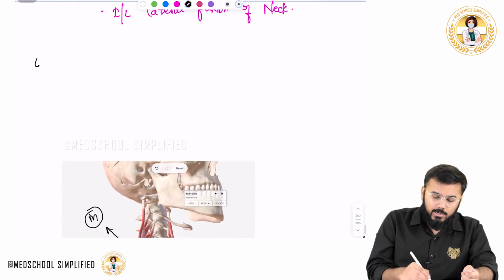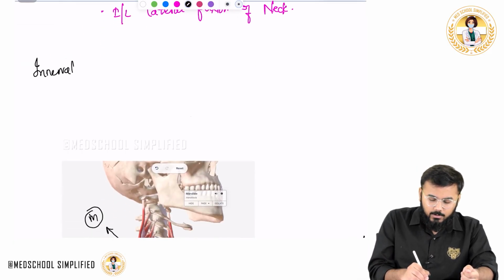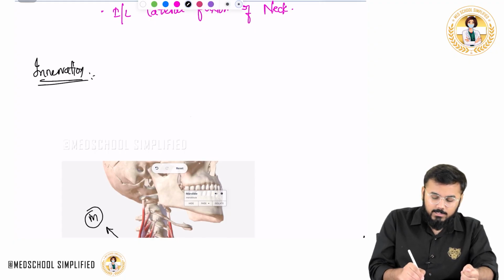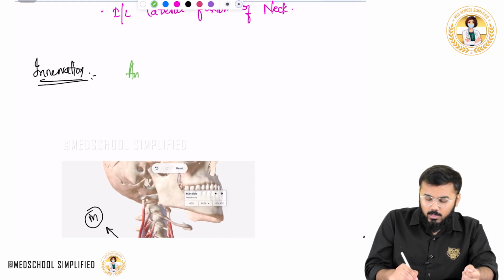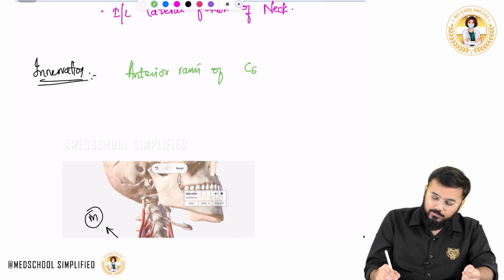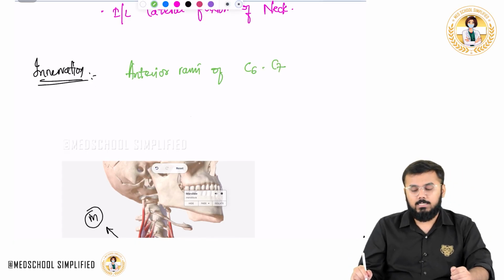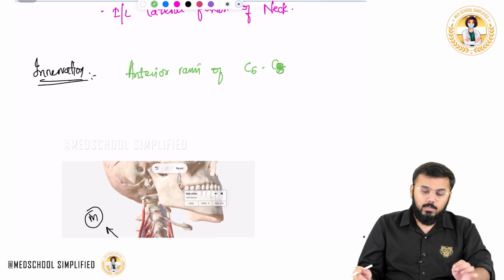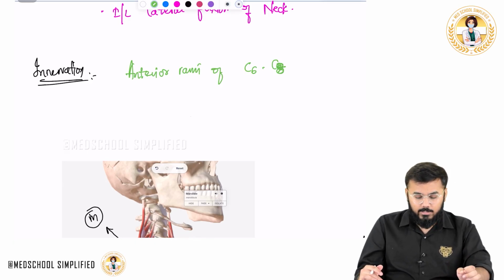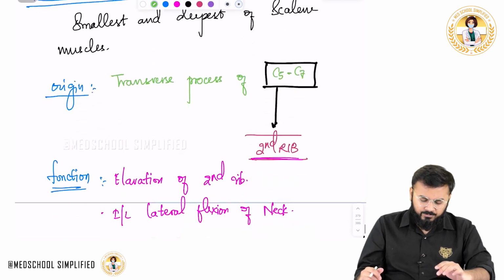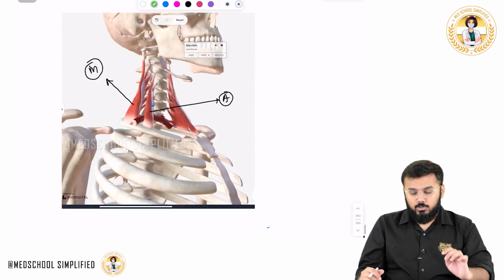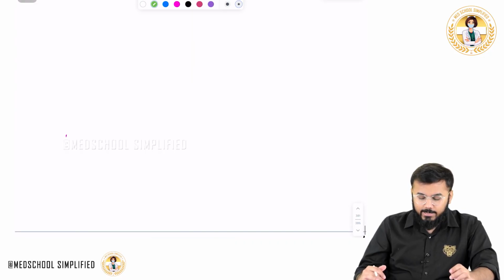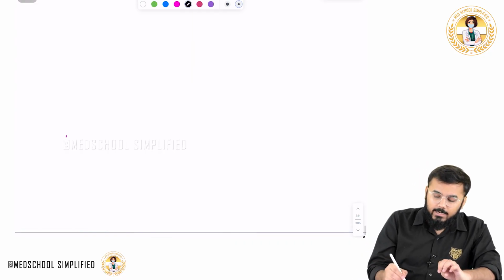Now coming to the innervation. Where is it innervated? It is innervated by the anterior rami of C6, C7 as well as C8. So this is what is called the posterior scalene.